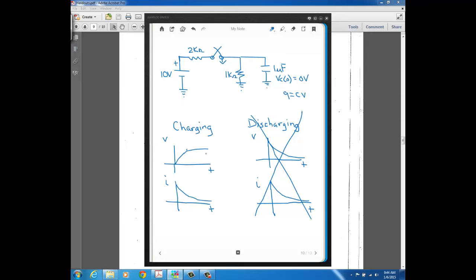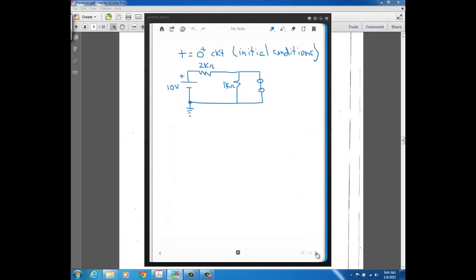So let's now find where those 2 curves start. And the way we're going to do this is we're going to draw what's called the t equals 0 plus circuit, where you put in the initial conditions of your elements and then solve your circuit for, in this case, the initial voltage and initial current for the capacitor.